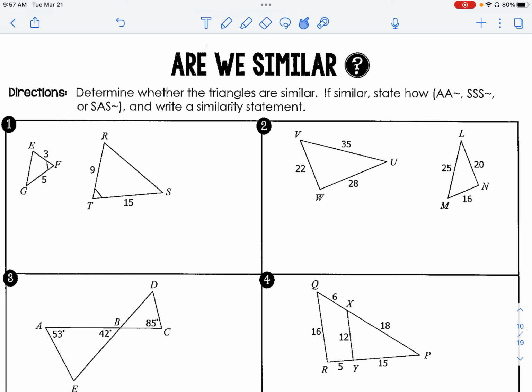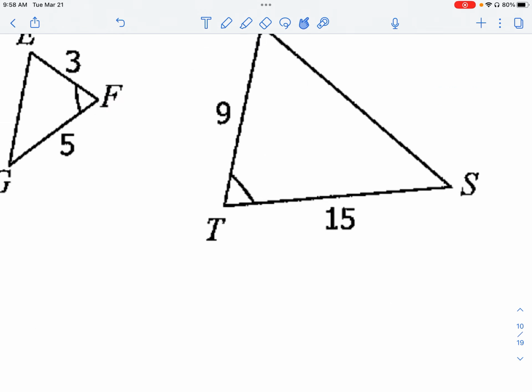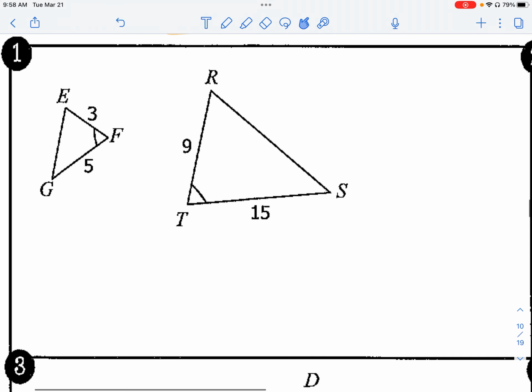All right, we had previously talked about showing triangles are similar by angle, angle, side, side, side, or side, angle, side, and we're going to work through a bunch more examples to help make sure we understand it. All right, so the first one, what do we have?